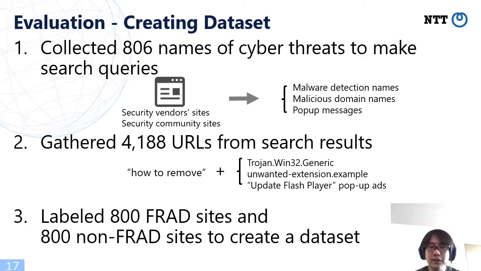First, we created search queries using the specific names of cyber threats, for example, malware detection names, malicious domain names, and pop-up messages. We collected these names from security vendor sites and security community sites, and we added "how to remove" to those names. Then we gathered URLs from search results and accessed the web pages by using our crawler and manual browsing. Finally, we checked the contents of each web page and labeled them as flood sites or not. In this way, we created a dataset that includes 800 flood sites and 800 non-flood sites.